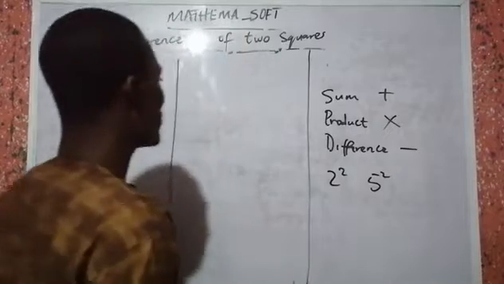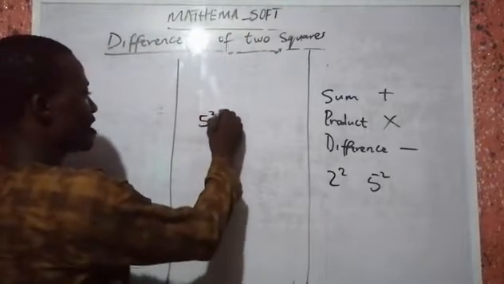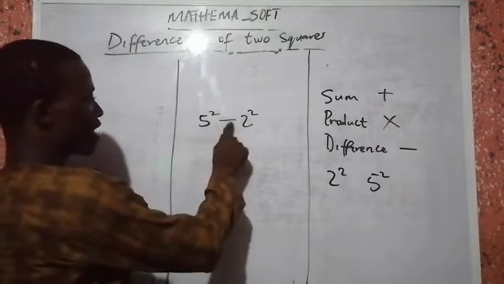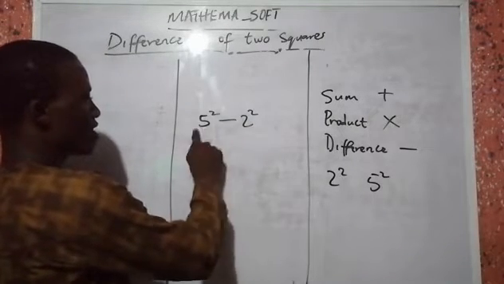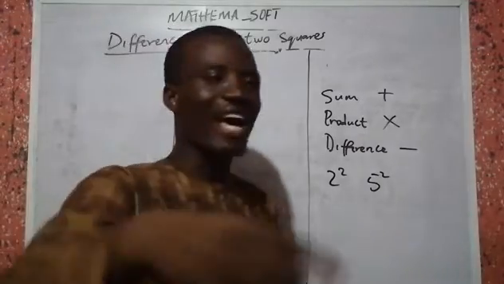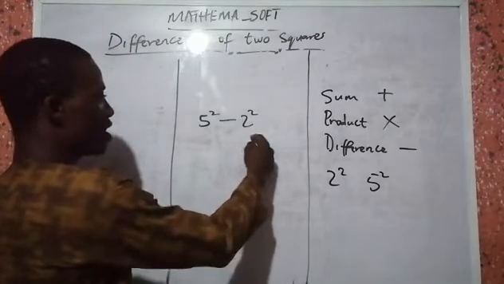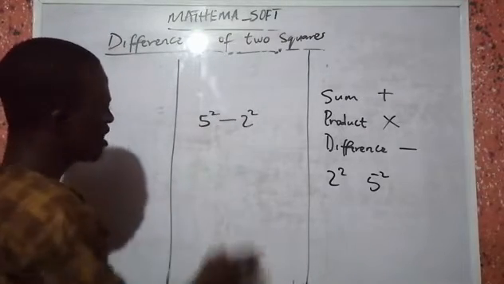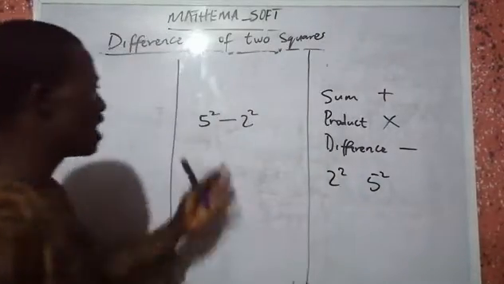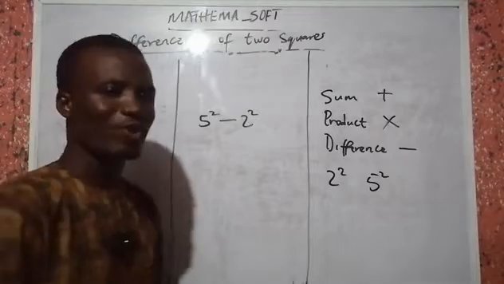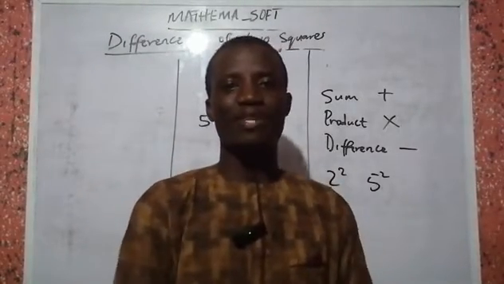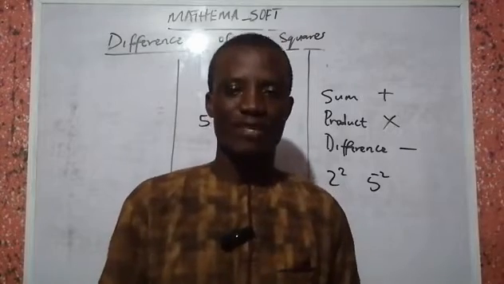So difference of two squares means that if we have something like this, 5 squared minus 2 squared, this is difference, subtraction of two squares. This is a square and this is another square. Two numbers that have a power of 2. Difference of two squares. So anytime you see something of this form in mathematics, then you know you are actually dealing with difference of two squares, and it will come in handy to help you split down that kind of expression so easily.